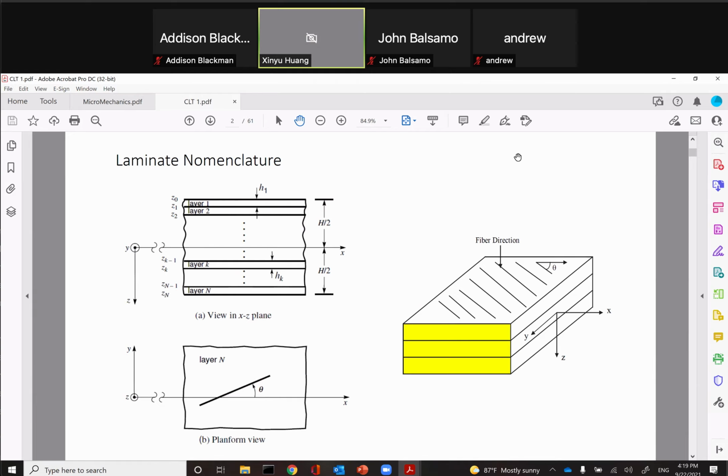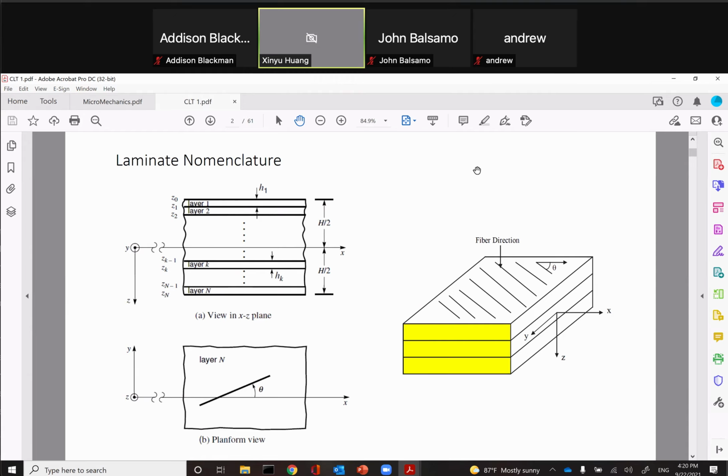If theta equals 0, that means the fiber runs in the x direction. If theta equals 90, that means fiber runs in the y direction. If theta equals 45, that means fiber runs in this direction, right? If theta equals minus 45, it means fiber runs in this direction. This is positive, and there's negative this direction. Is that clear?